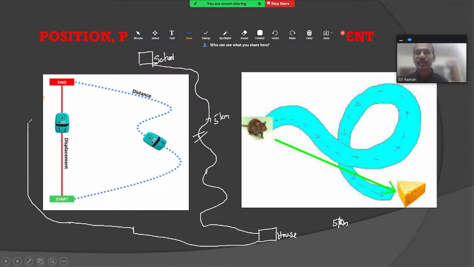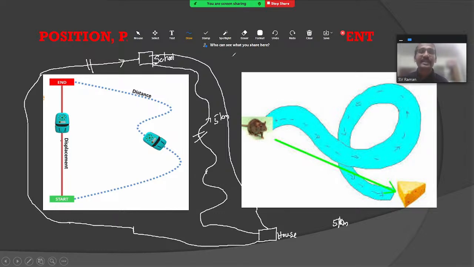Okay. He chooses like this. Will this be again 5 kilometers? No. Again it will change. Once the path changes, obviously the distance will change. Yes or no? Now this is also blocked. Again he chooses another path. Okay. This is again plus or minus 5 kilometers. So whichever path you choose, that is the distance.